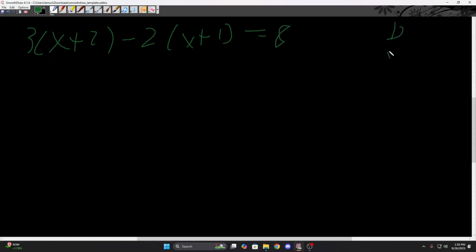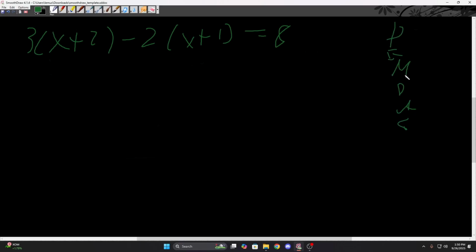Okay, so for the next question, it's 3 times x plus 2 minus 2 times x plus 1. I usually say times, so just keep in mind I'm probably saying parentheses. So it looks like that. You would just do PEMDAS. Just write it down, just to show you guys.